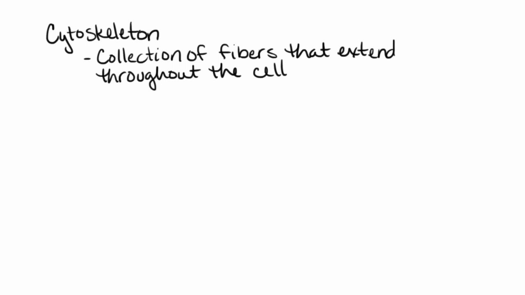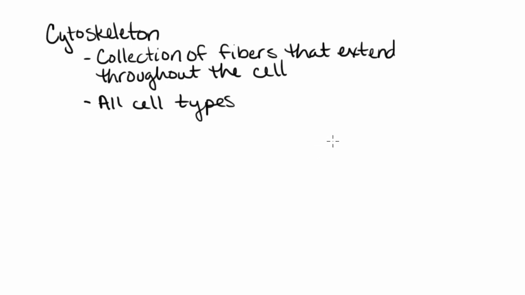The cytoskeleton is a collection of fibers that extends throughout the cell. And this is going to be something that's found in all cell types. So this is something that you would have in both prokaryotic cells and also in eukaryotic cells. And I think a lot of times the cytoskeleton is a part of the cell that tends to be forgotten about. But this is a part that really is crucial to the overall functioning of the cell.